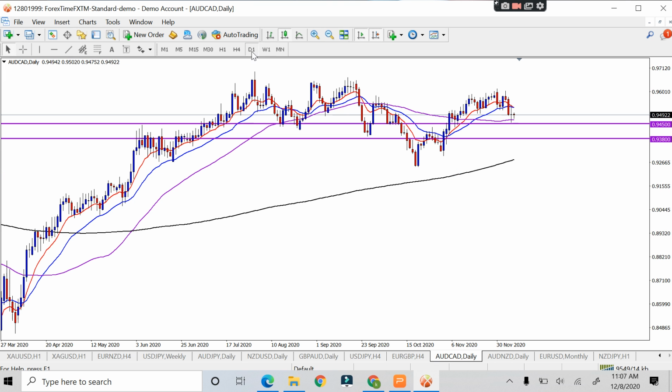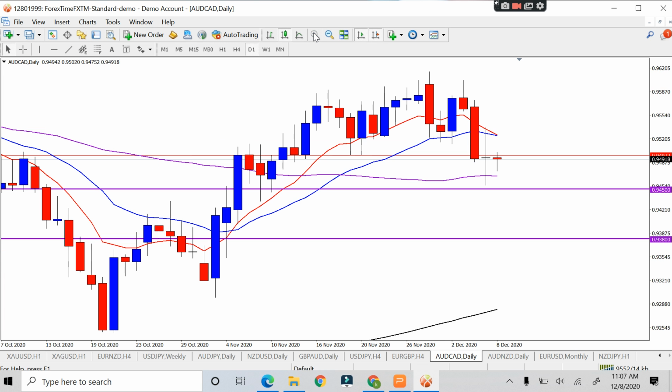Going to the daily time frame, you can see that dojis are forming. Dojis are indecision candles. So I'll wait for the formation of today's candle to complete before I take my decision. Looking at the moving average lines, you see that the 10 moving average is about to cross the 20 moving average downwards, which will tell me that it is a selling bias.